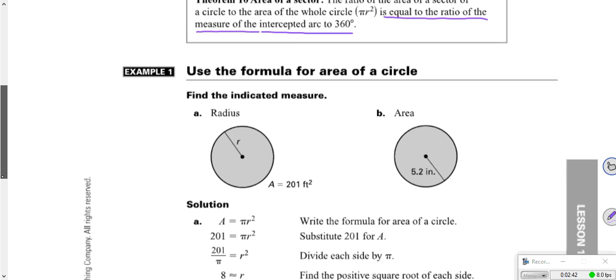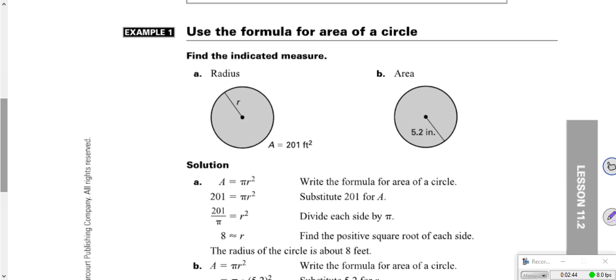So let's look down here at their examples. First of all, part A says find the indicated measure. So we're supposed to find the radius. The area is 201 feet squared. One thing I do want to remind you: when you're talking area, whatever your label is, whether it's feet, inches, centimeters, kilometers, whatever it is, squared. If we were talking volume, it would be cubed.